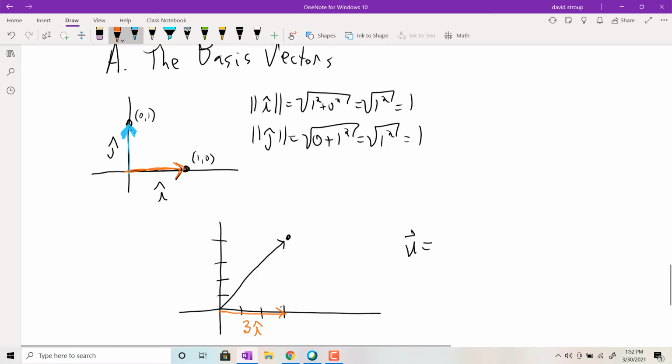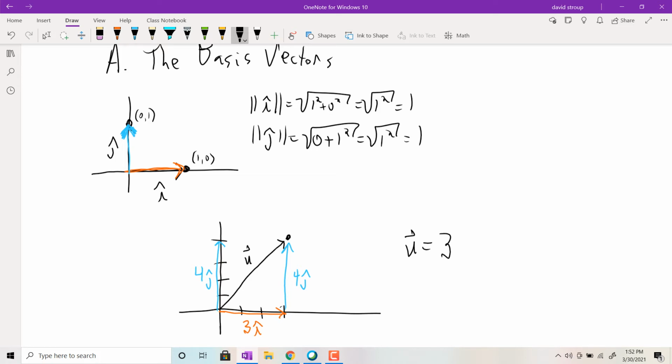Okay. And then this vector from here to here is a multiple of the j vector. So that's 1, 2, 3, 4j. All right. So if you took those vectors and translated them and used the geometric addition rule, you would have 3i plus 4j equals this vector u, just from what we know about the addition of vectors. So you can write the vector u as 3i plus 4j.